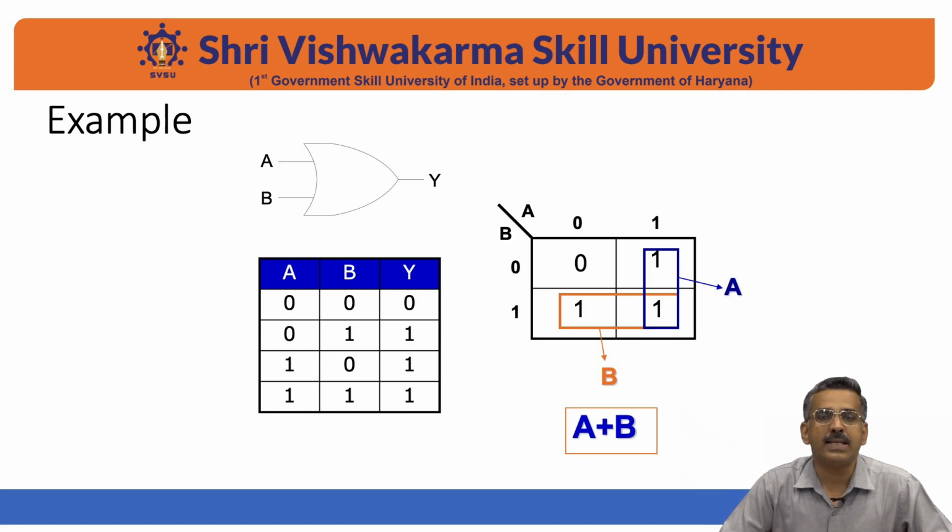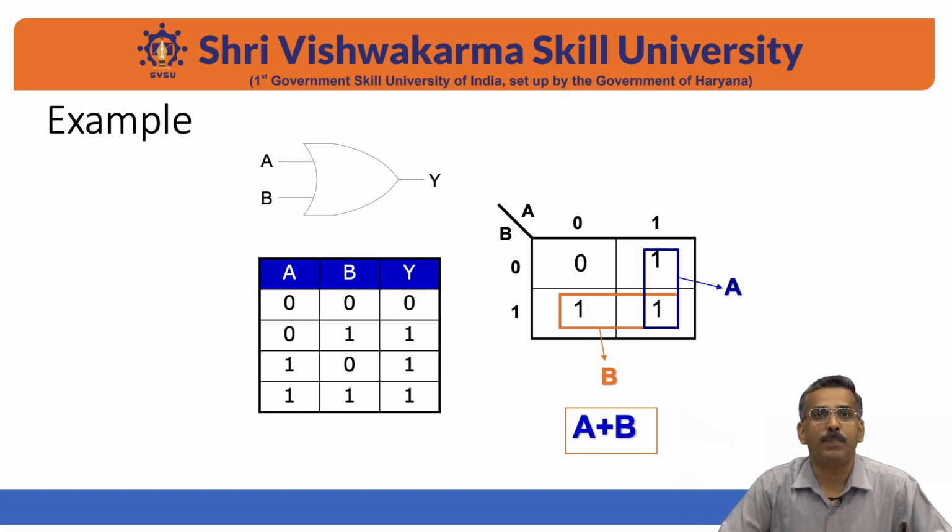Now in this case, we are looking at one group. Under this group, the value of a is changing while b is kept constant, because in this group a is changing from 0 to 1 while b is 1 throughout the group. So the logical expression of this group will be equal to b.